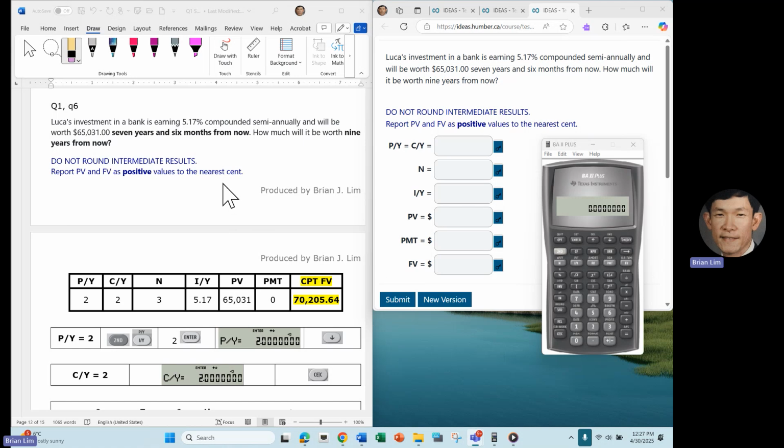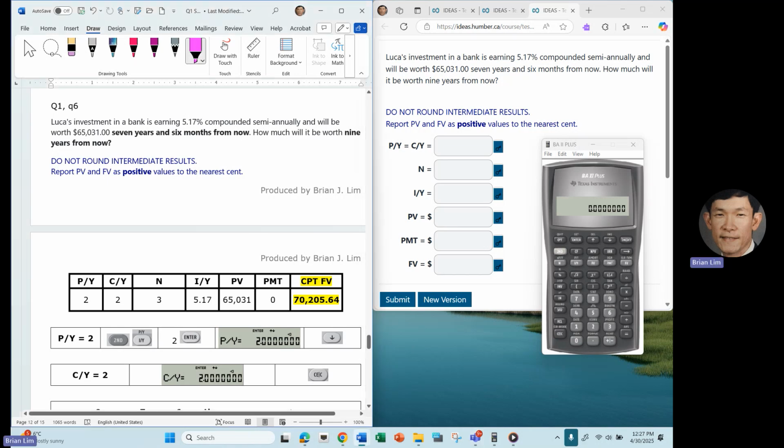Okay, let us have a look at this question. Luca's investment in a bank is earning 5.17% compounded semi-annually and will be worth $65,031 7 years and 6 months from now. All right, we should take note that it is from now. How much will it be worth 9 years from now?